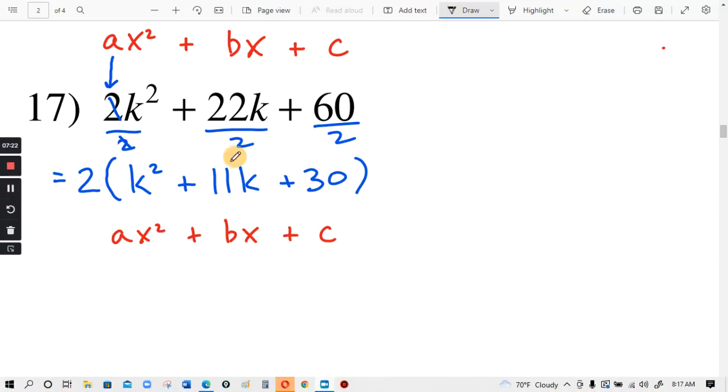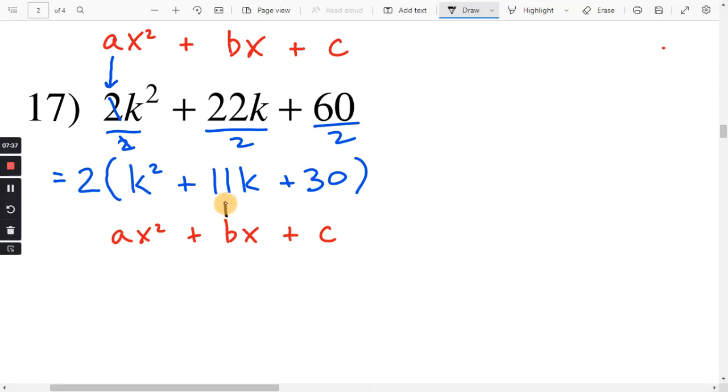So now if I line these terms up with the ax squared plus bx plus c, we can see that there is no coefficient in front of k squared, so a equals 1, and we can continue from there. We can see that b is 11, and we can see that c is 30. Okay, so we want to write out the factors for 30, and we can stop when we find a pair that adds to 11. So what times what is 30?